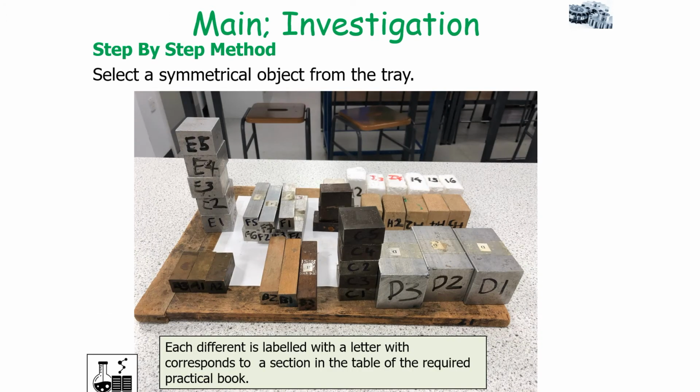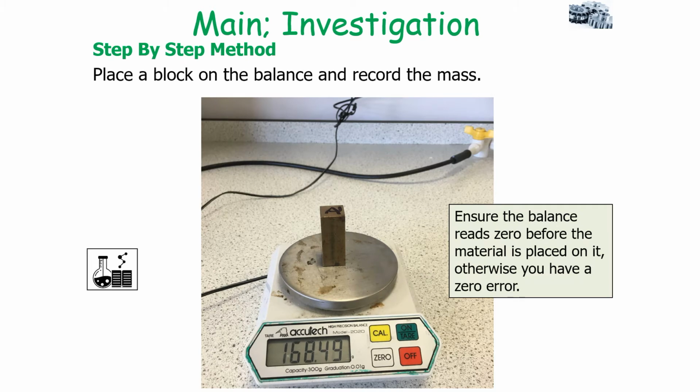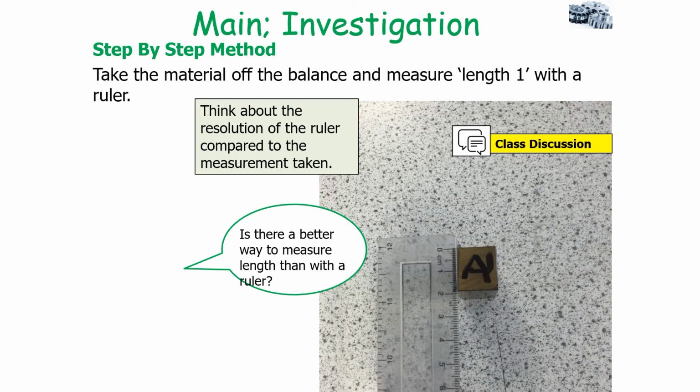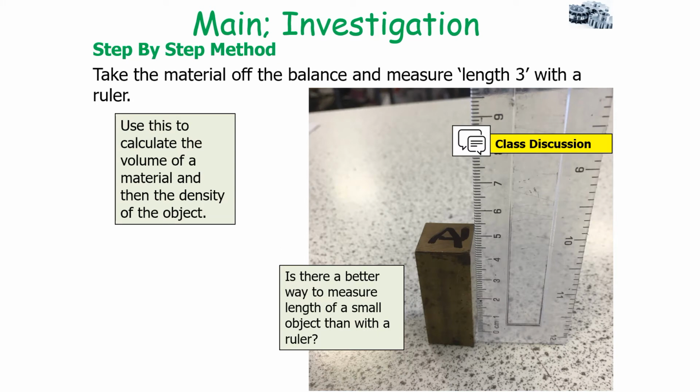You would then get your symmetrical object, and then you would place the block on the tray and record its mass, remembering to ensure the balance reads 0 before the mass is placed on it, and then using a ruler you would measure the different lengths of the dimensions of the block and then use that to calculate the volume.